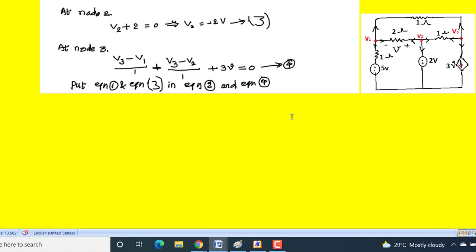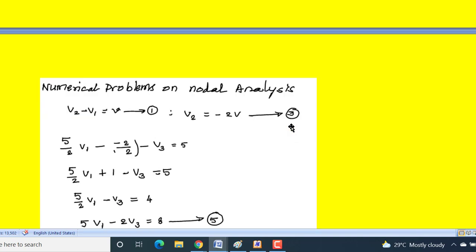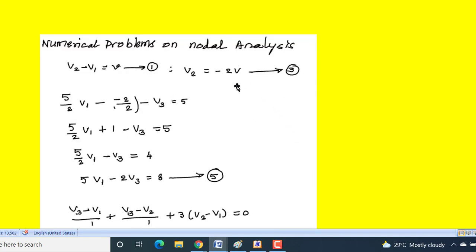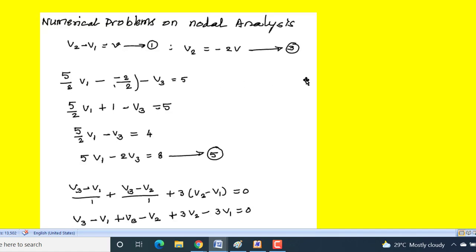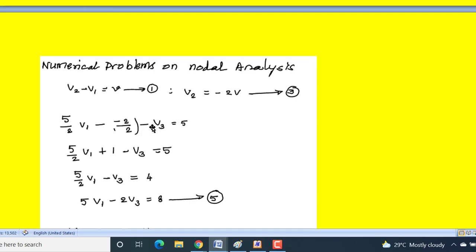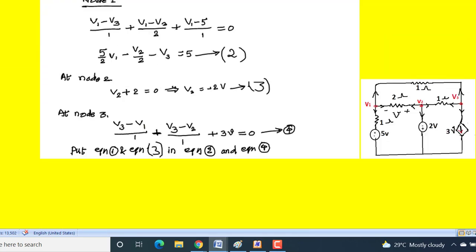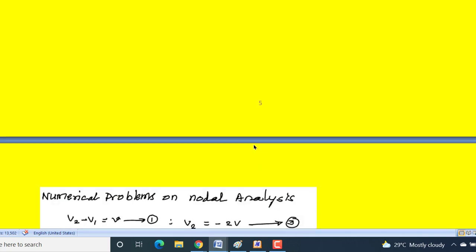So we have to put what is equation 1 and equation 3. Equation 1 and equation 3 are nothing but this. V2 minus V1 is equal to small v, and that is equation 1. And V2 is minus 2 volts, that is equation 3. And we already know what is equation 2 and equation 4. If we substitute these values, we get 5 by 2 V1. So here we substitute the V2 value, and similarly here we substitute V3 as it is.